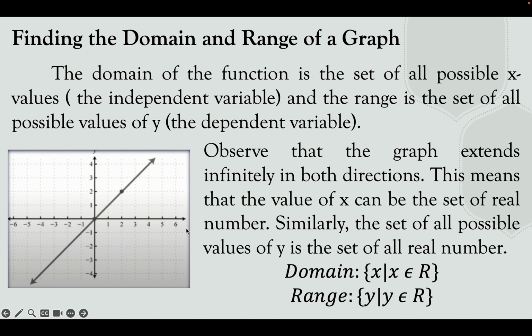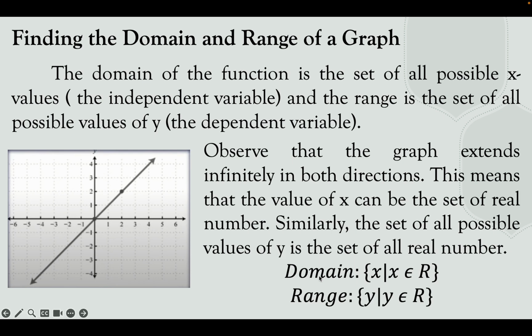In both directions. This means that the value of x can be the set of all real numbers. Similarly, the set of all possible values of y is also the set of all real numbers. We also used a solid line, so that means it extends infinitely in the x-axis, and at the same time, in the y-axis also, it extends infinitely.